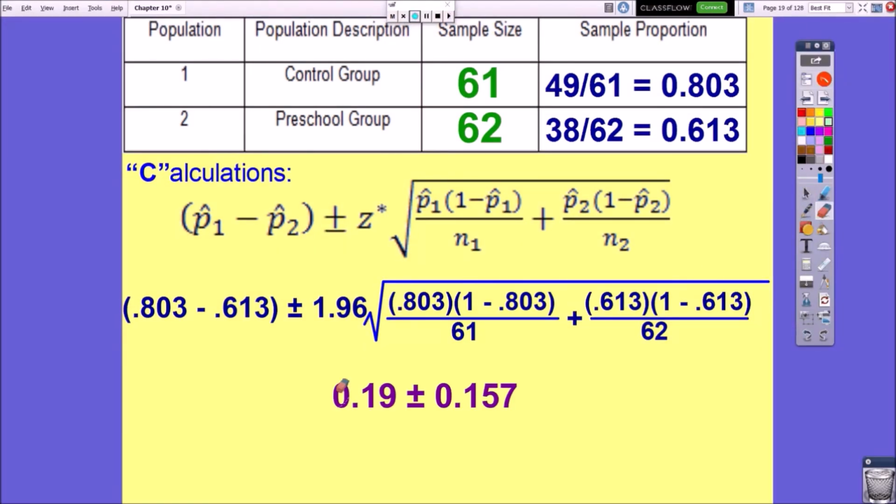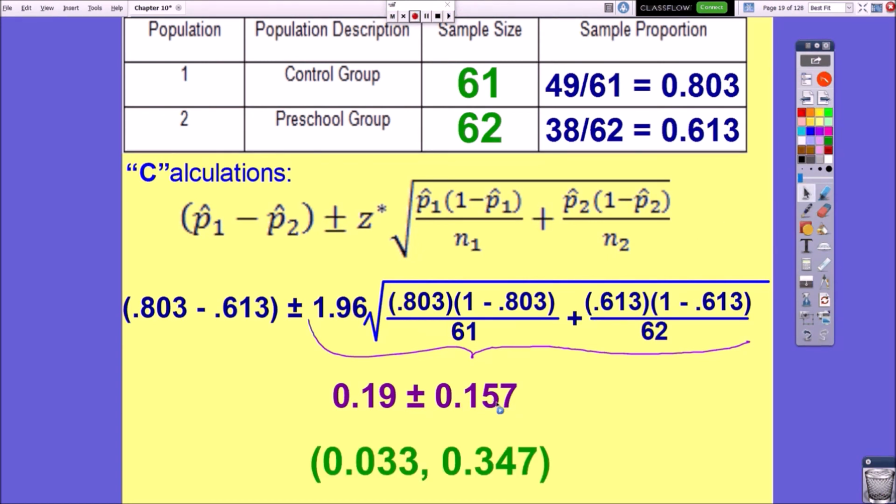I get that there's a natural 19% difference in my two sample proportions, and all of this, my critical value times my standard error, ends up being a total margin of error of a little less than 16%. And so finally, if I take my point estimate and add and subtract my margin of error, then I end up with my confidence interval for the difference between these two groups.